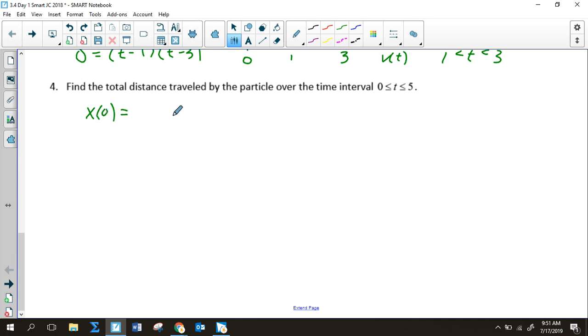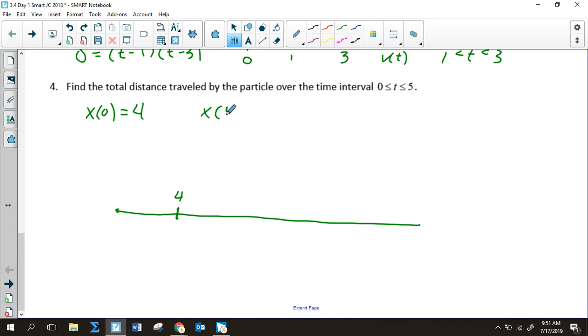So at time equals 0, the position of the function. I'm going back up to that t cubed minus 6t squared function. When I calculate that, I get x of 0 is equal to 4. So the position is 4. I'm going to draw a quick little number line sketch of this. So at time equals 0, we're starting at 4.